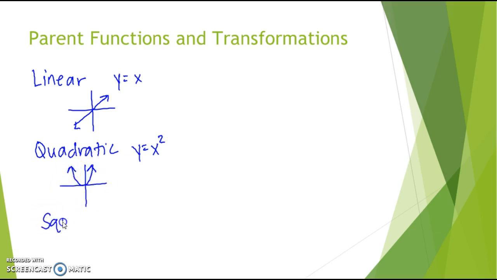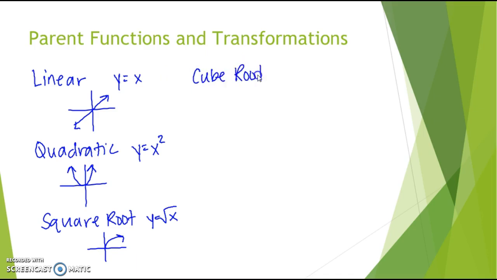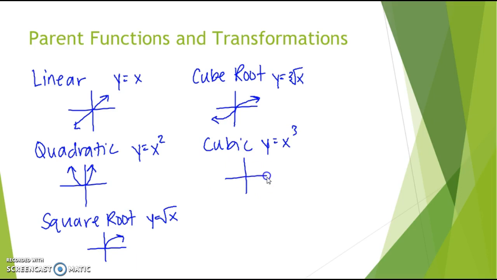We've looked at square root, which is the square root of x, and that's our swimmer's arm. We've looked at cube root, which is the cube root of x, and that is our S shape. And then the opposite of that is our cubic, which is x cubed, and that one is our snake, which is the opposite of the cube root.